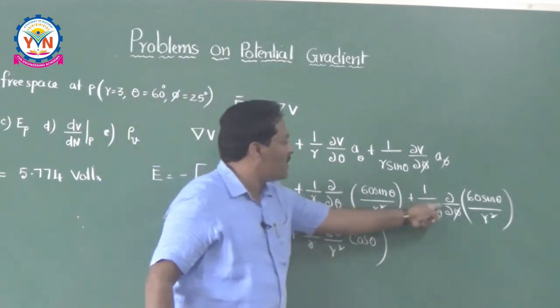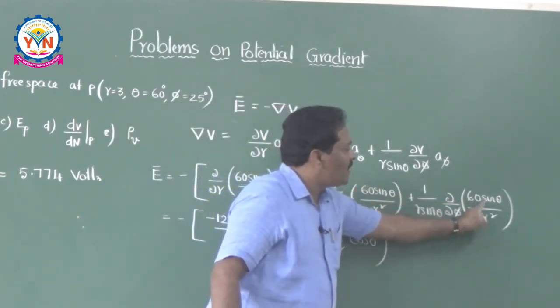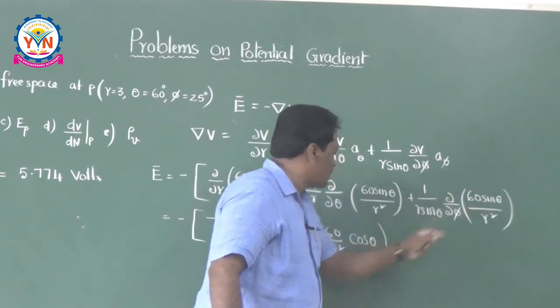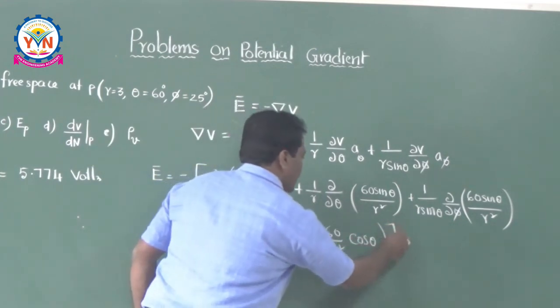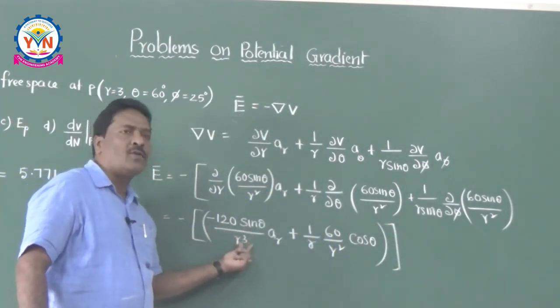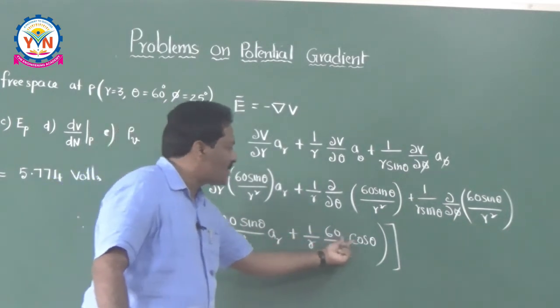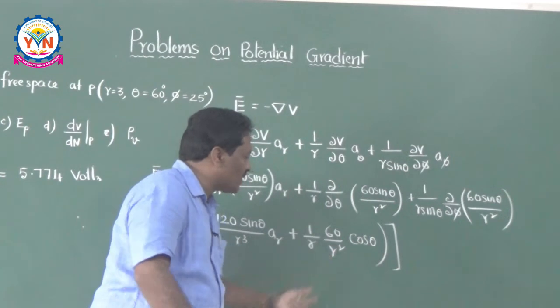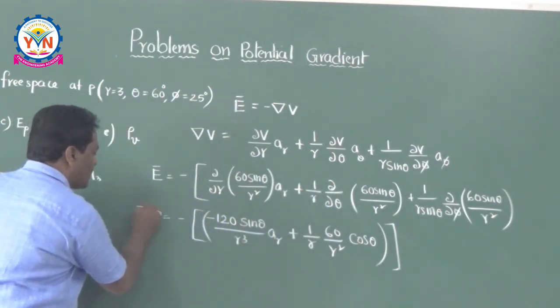And what about the third parameter? It is 0 because you are not having any phi component here. Derivative of a constant is 0. That's why this is the only thing you are going to get. So the equation is: minus 120 sin theta by R cube into AR plus 1 by 60 cos theta divided by R into R square, it becomes R cube. So this is the electric field intensity.